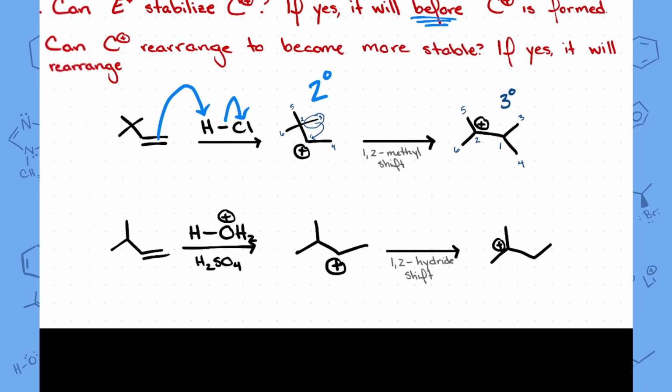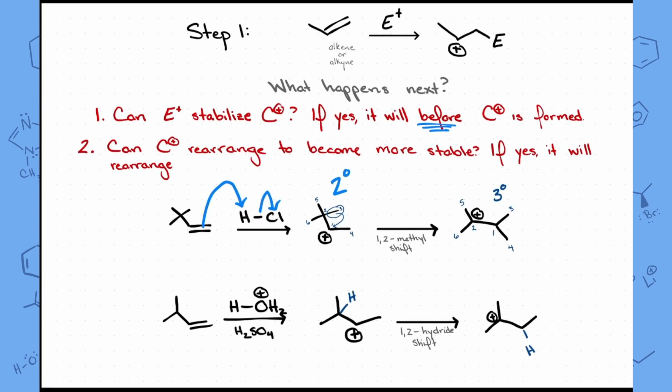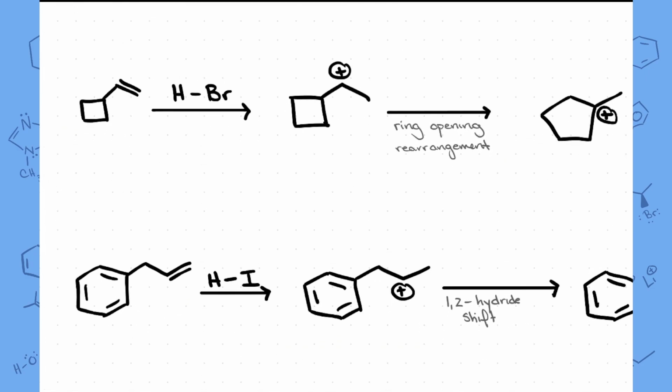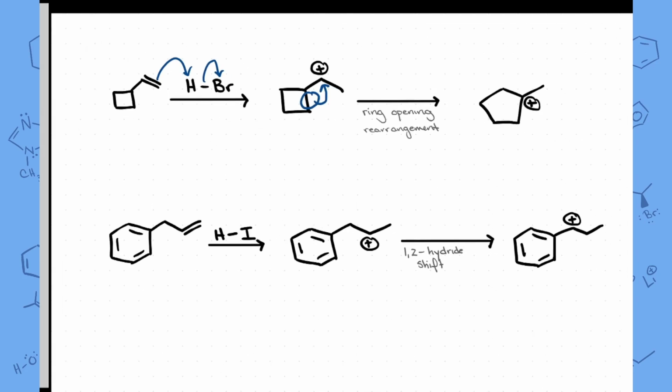You can have a 1,2 methyl shift. You can have a 1,2 hydride shift, where it's the same thing except we move a hydrogen and 2 electrons instead of a methyl. We can have a ring expansion, where here we have a 4-membered ring. If we do our first step of our electrophilic addition, we get a secondary carbocation, but we can move this whole alkyl group and expand our ring.